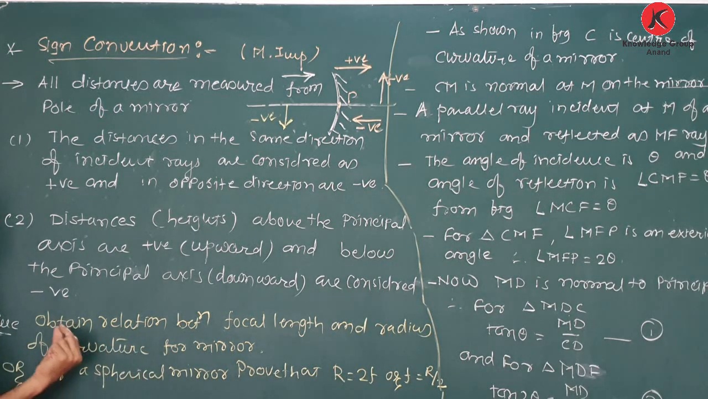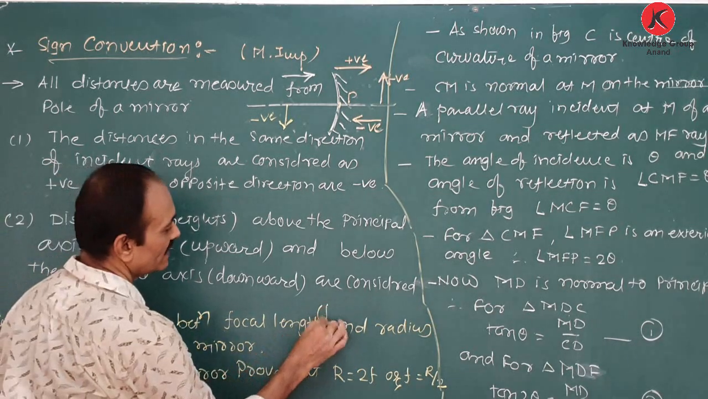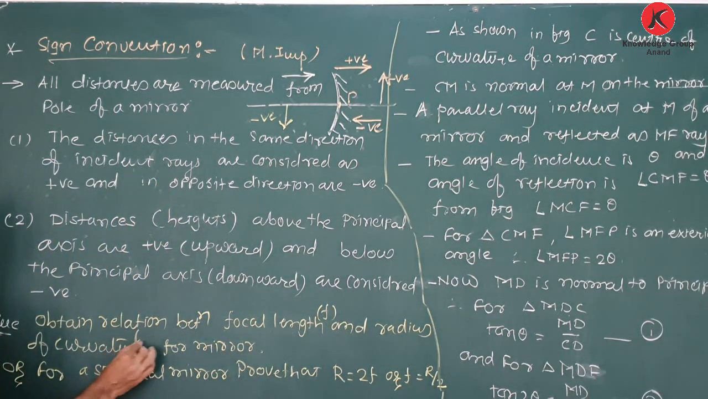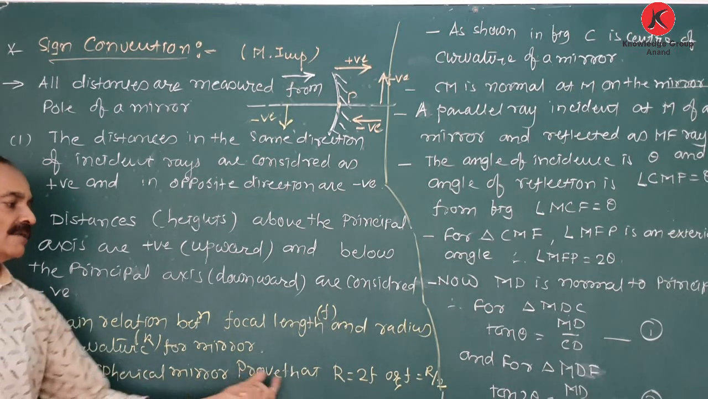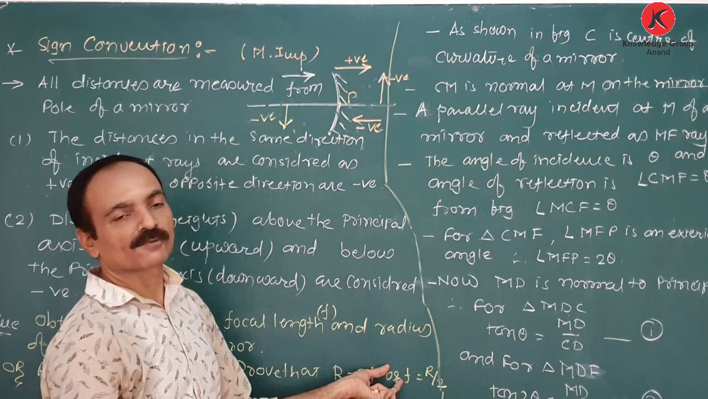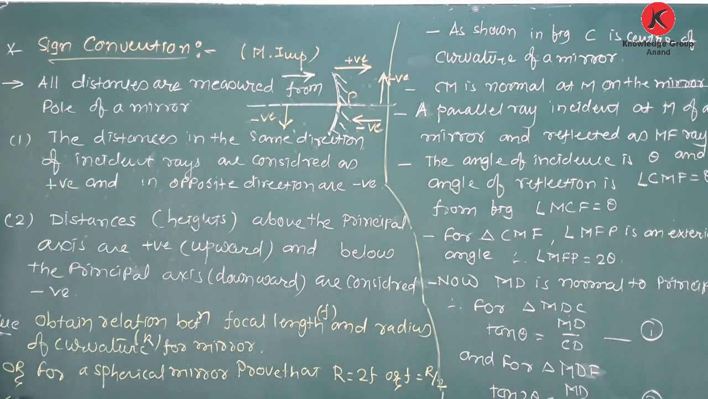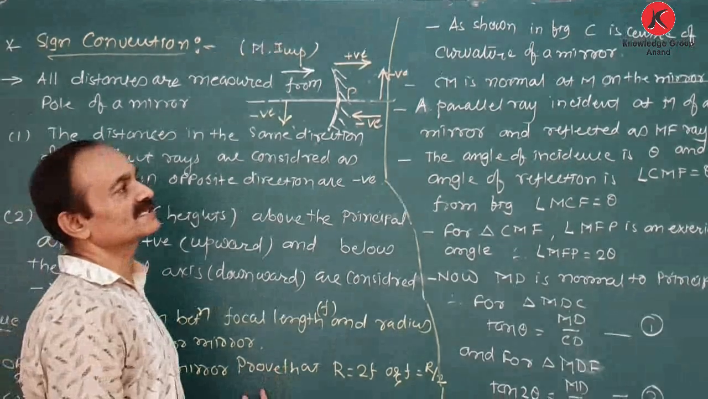Frequently, it is asked to obtain the relation between the focal length small f and the radius of curvature capital R for a mirror. This relation is right for both types of mirror, or this question is also asked in that form. For a spherical mirror, you get capital R is equal to 2 into small f, or small f is equal to R by 2. The weightage of this question is 2 marks. So, what is the answer of this question?